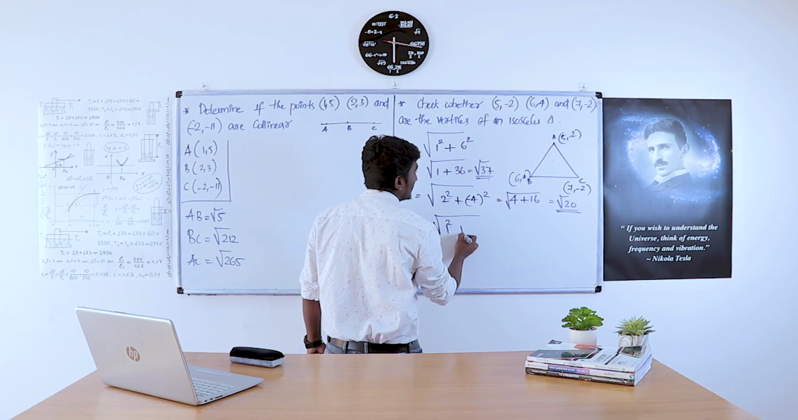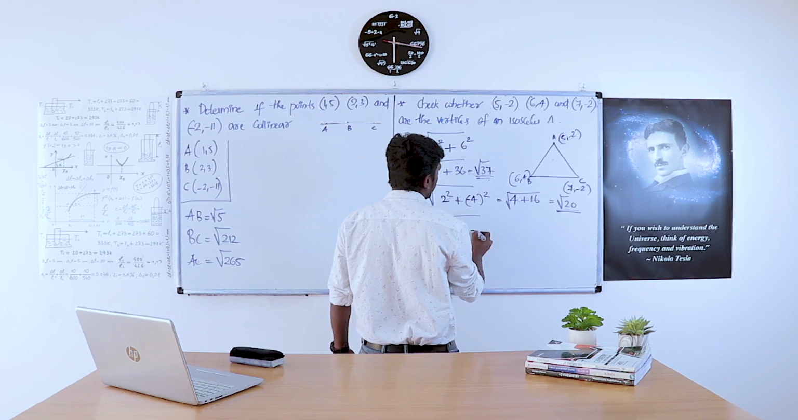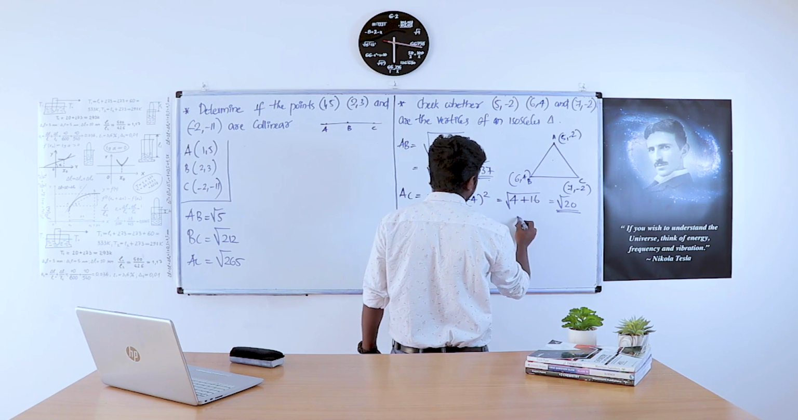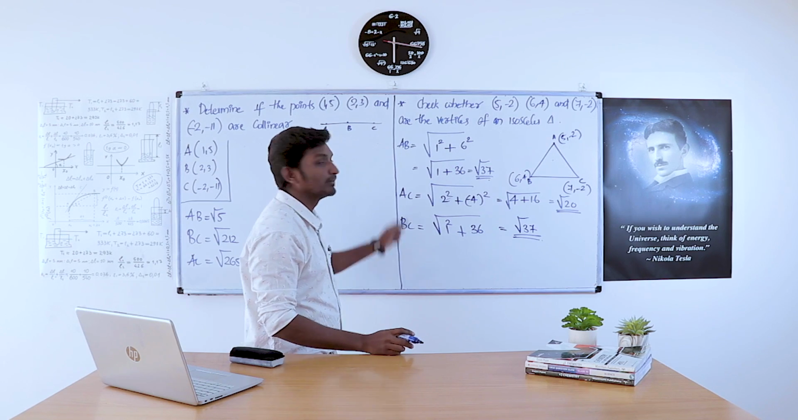1 square plus minus 2 minus 4. What is minus 2 minus 4? Minus 2 minus 4 is minus 6. Minus 6 the whole square. Minus 6 the whole square is 36. So 1 square, 1 plus 36 is root 37. Root 37. Now look at the distances.